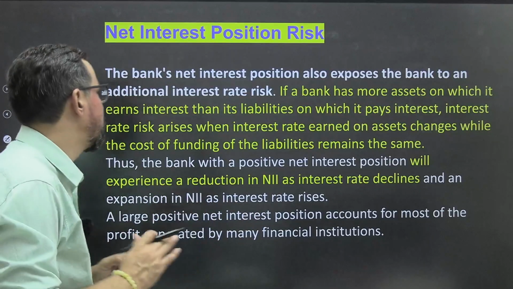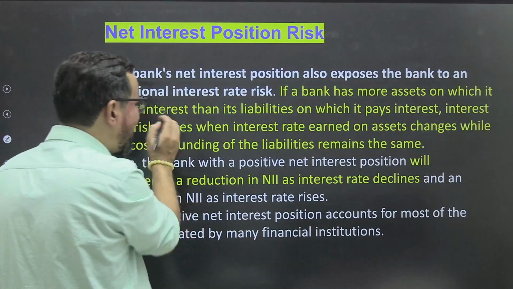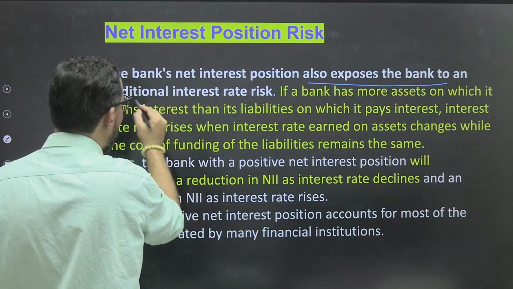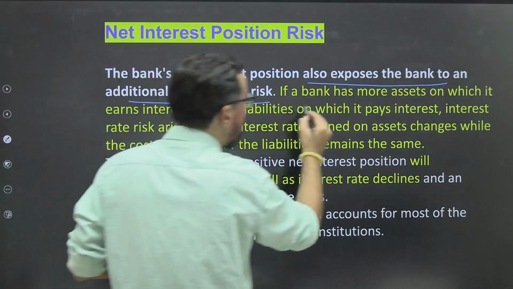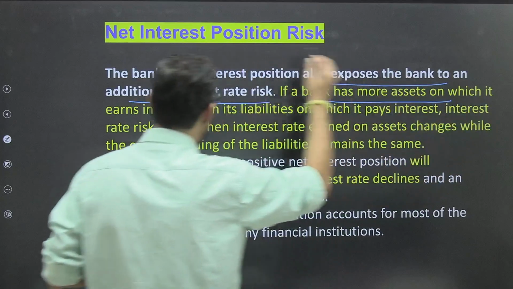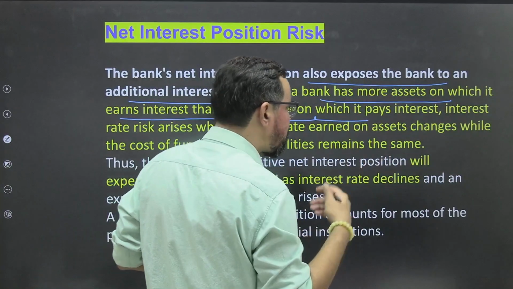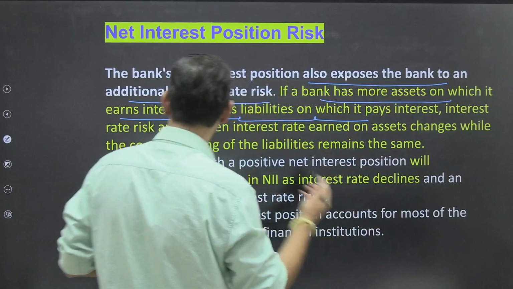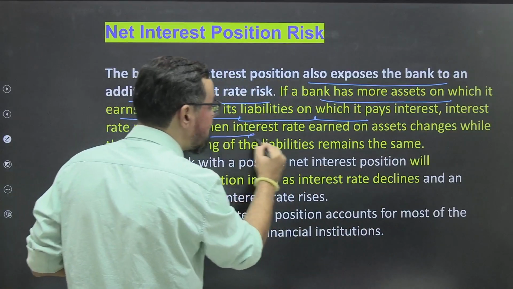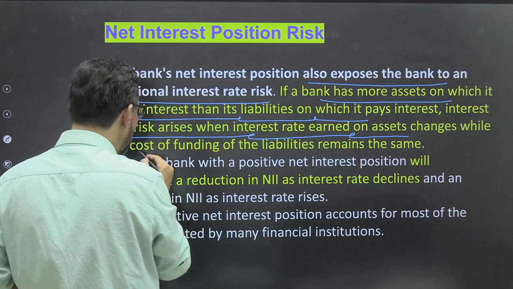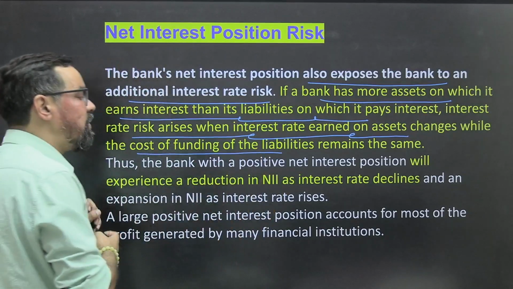Okay, so just keep in this particular way. The bank's net interest position also exposes the bank to an additional interest rate risk. If a bank has more assets on which it earns interest than liabilities on which it pays interest, interest rate risk arises when the interest rate earned on assets changes while the cost of funding for liabilities remains the same.